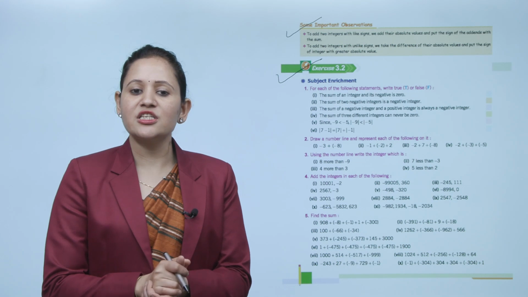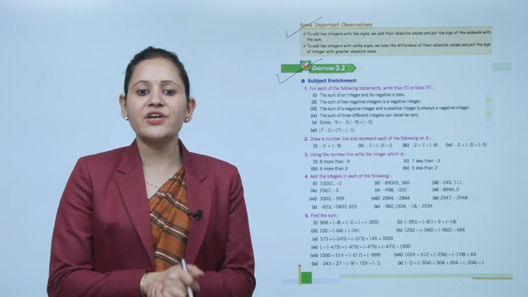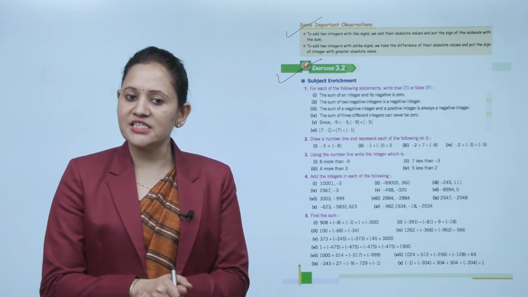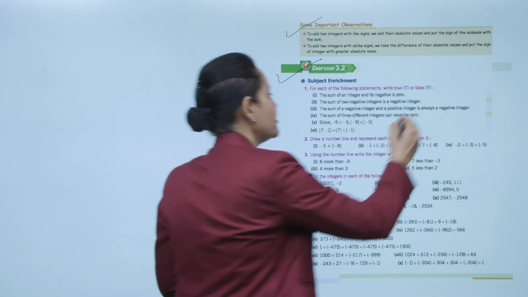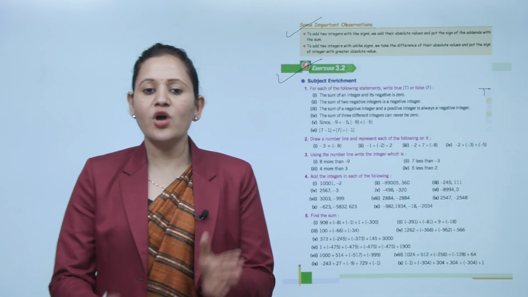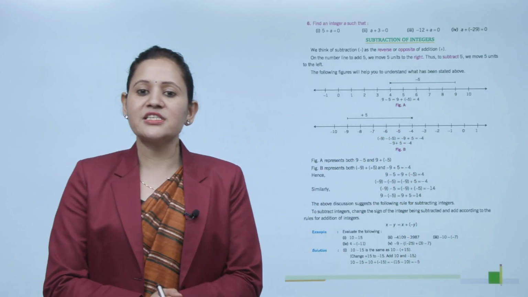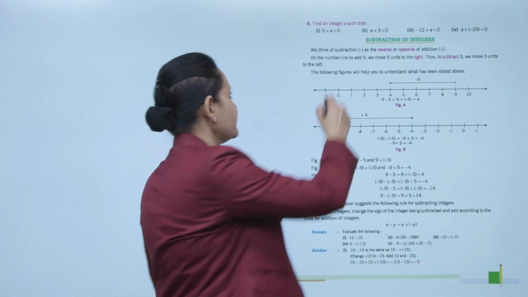Subject enrichment. For each of the following statements, write T for true and F for false. The sum of an integer and its negative is 0. Yes, that is true, so write T for it. So you have to practice all the questions of this exercise. Next is subtraction of integers.